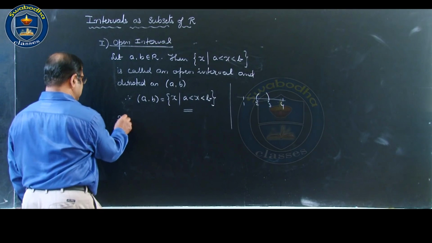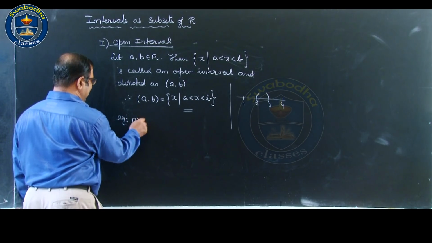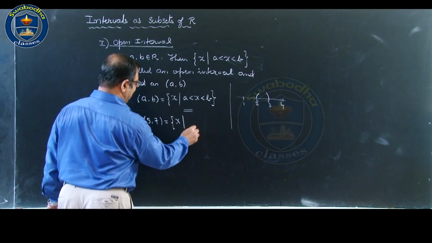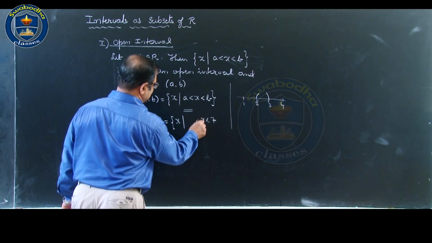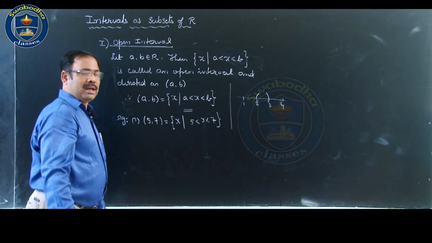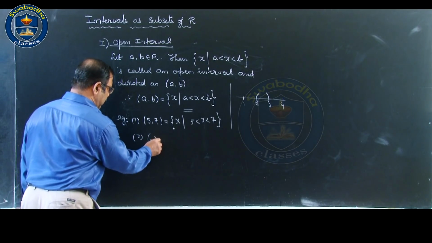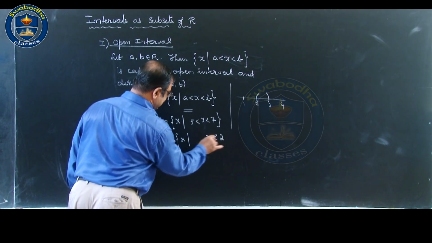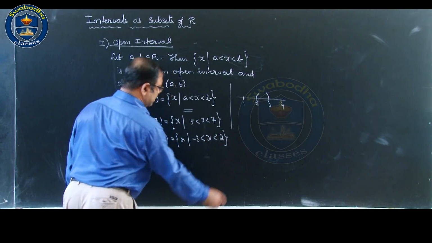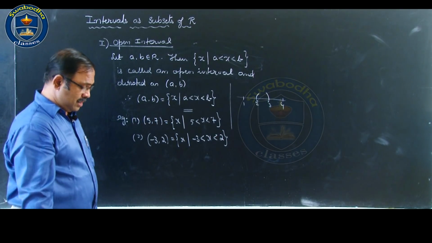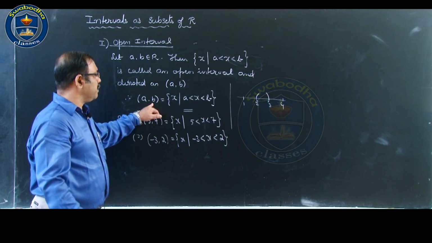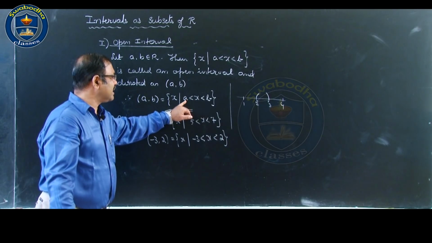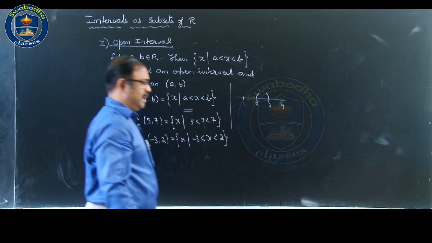See, for example, I write the open interval (5, 7). What is the meaning of this? The set of all x such that x is less than 7 and greater than 5. Or I write the open interval (-3, 2), the set of all x such that x is less than 2 and greater than -3. So, an open interval (a, b) is defined as the set of all x such that x is greater than a and less than b.